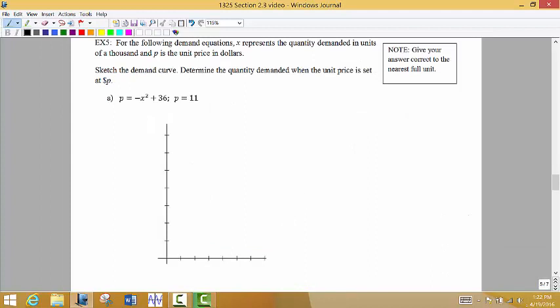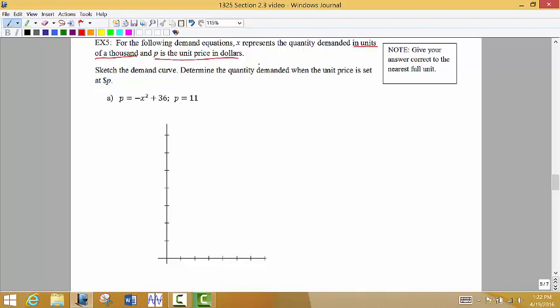So now we're going to look at a few examples of supply and demand. We're going to kind of confirm what we talked about a little bit earlier. For the following demand equations, X represents the quantity demanded in units of 1,000. I'm going to underline that. That's going to be significant to our problem. And P represents the unit price in dollars.